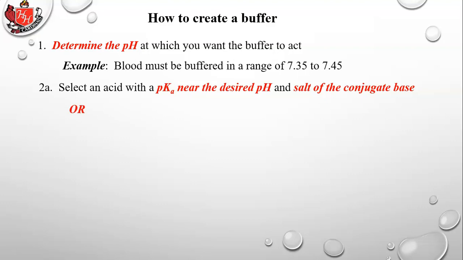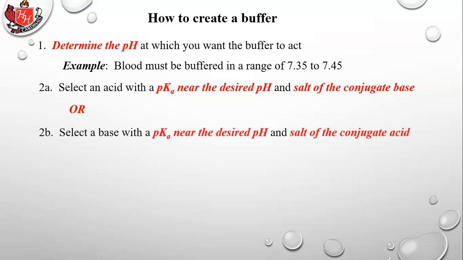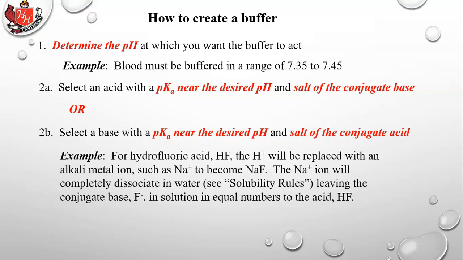So it says select an acid with a pKa near the desired pH and a salt of its conjugate base, or select a base with a pKa near the desired pH and a salt of its conjugate acid. So example, with the one I just gave, let's do it again. For hydrofluoric acid, HF, the H plus will be replaced with an alkali metal such as sodium. That gives you a salt, a neutralized base. It's called a basic salt, and that's sodium fluoride. So that's a neutral molecule.